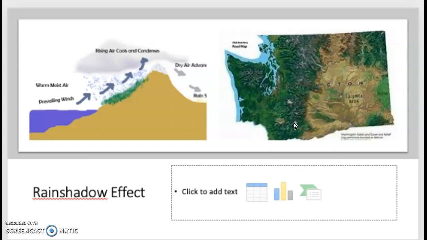And at the same latitude, we can have a very dry ecosystem next to a much more moist ecosystem because of the rain shadow effect, where a mountain essentially blocks the rain from getting to the other side of the mountain.